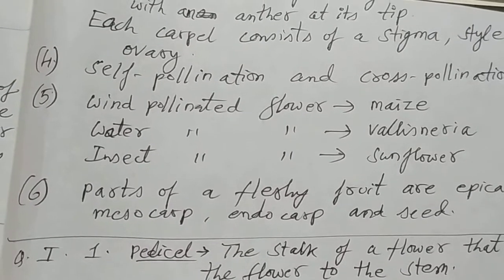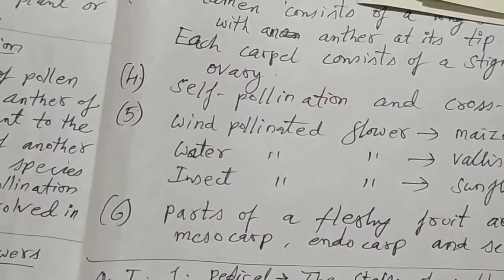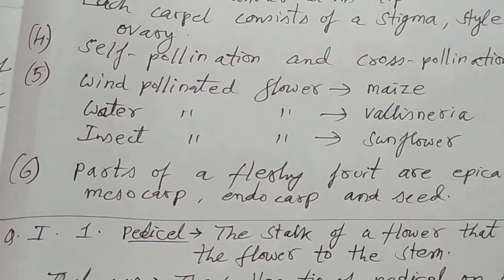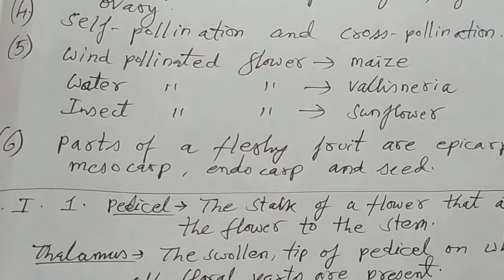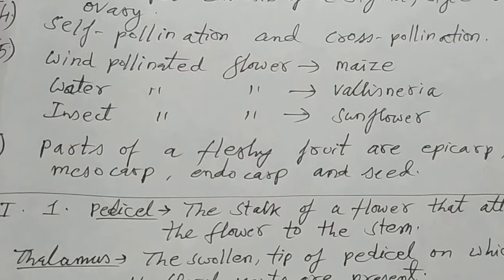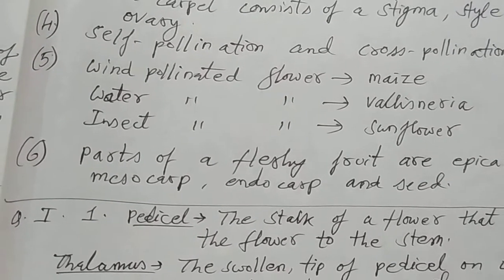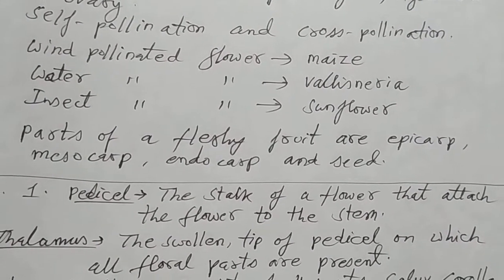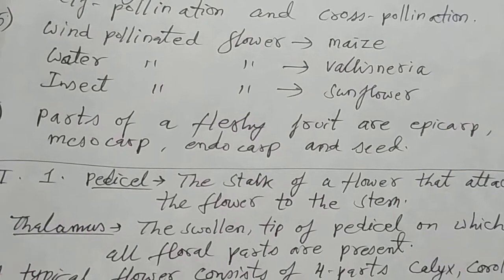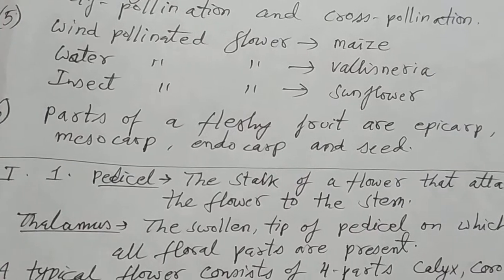Then question number 5 is, give one example each of flowers pollinated by wind, water and insect. So I have written here wind pollinated flowers, example maize. Water pollinated flower, the example is Vallisneria. Insect pollinated flower, the example is sunflower. And the last question number 6 is, name the parts of a fleshy fruit. The parts of a fleshy fruit are epicarp, mesocarp, endocarp and seeds. Now we have to move on to the next section, that is the long answer questions in your book.